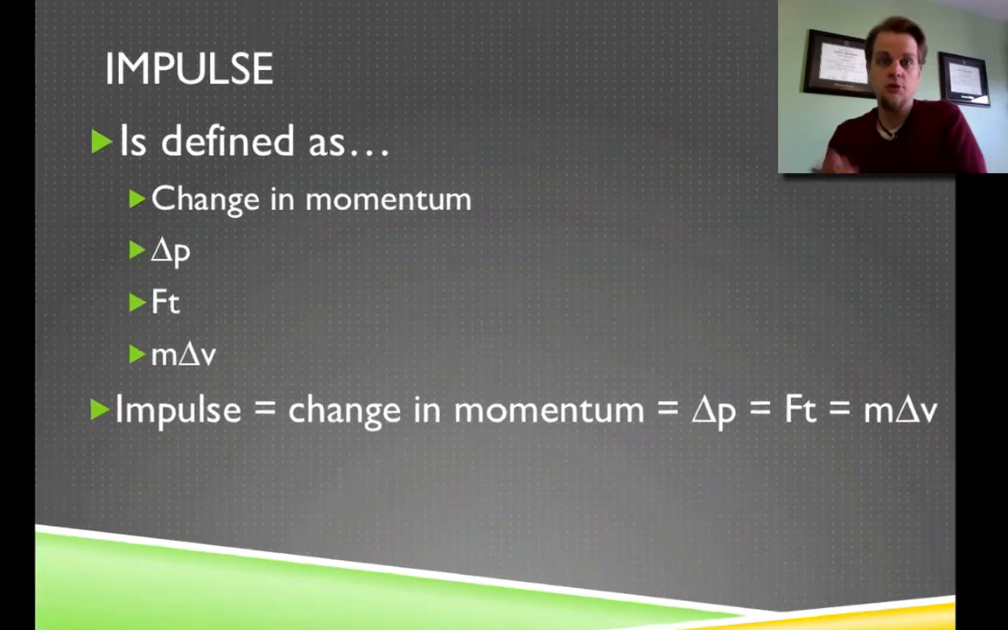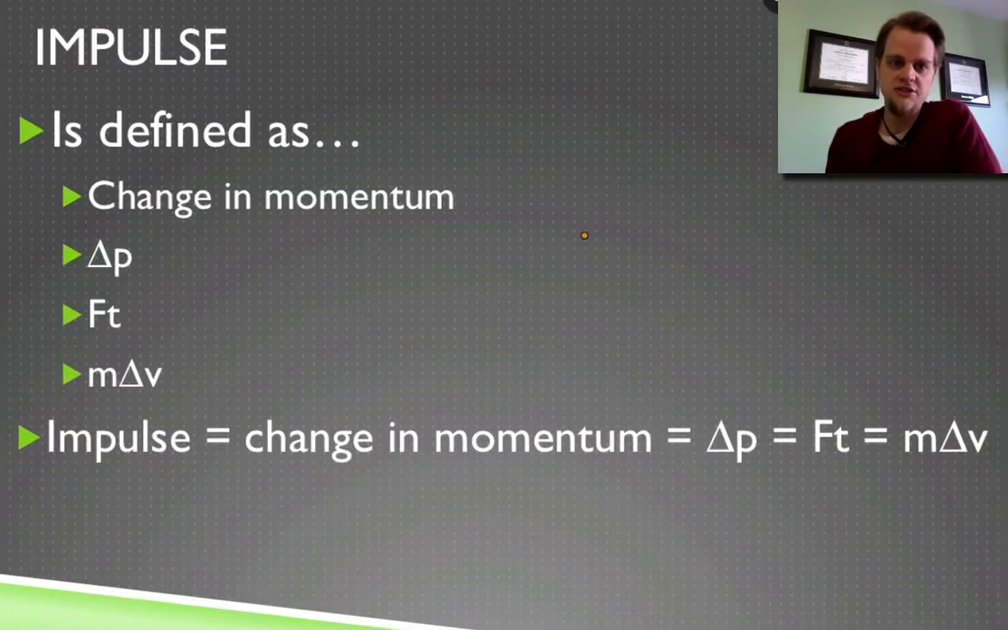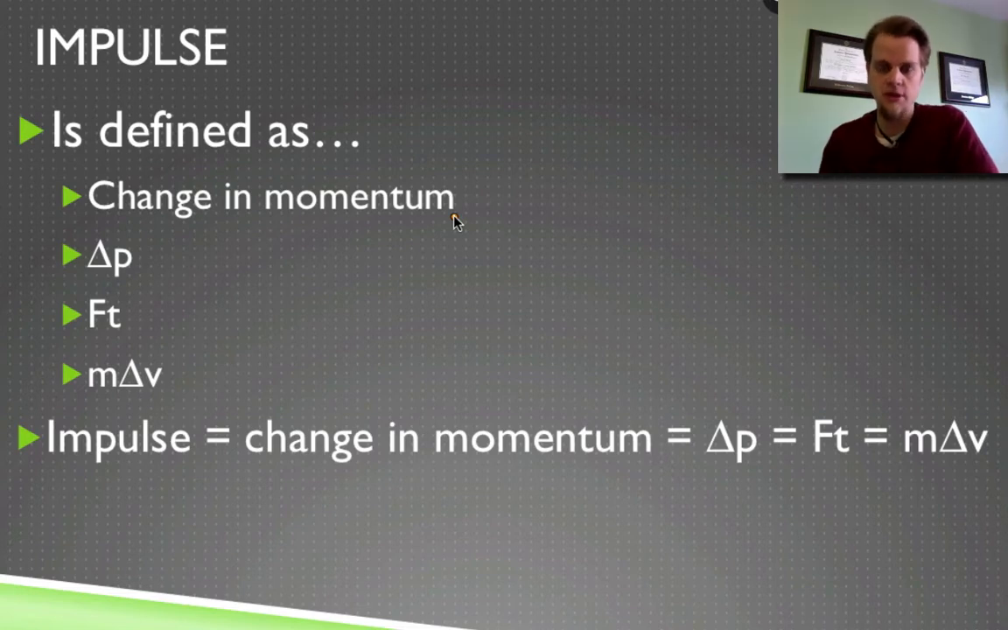So, impulse, what is it? First of all, it is defined as the change in momentum. It's how much the momentum changes. Do physicists like to write change in momentum out? Heck no. What they do is they replace "change in" with a delta and momentum with a p, and so you can just abbreviate it as delta p. Nice and easy.